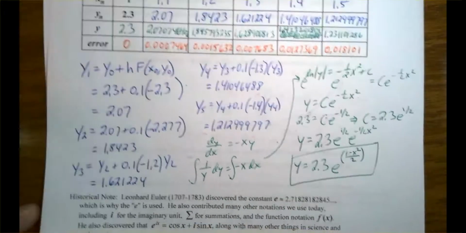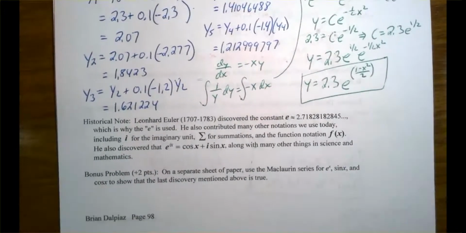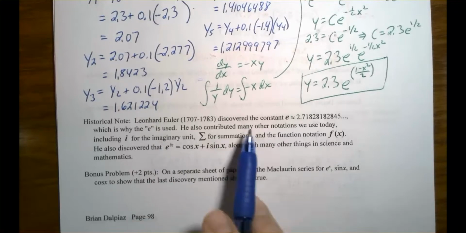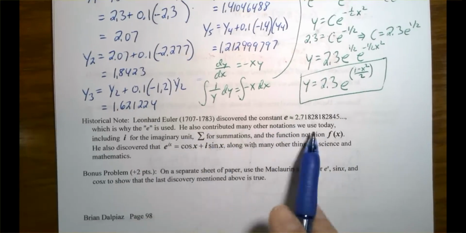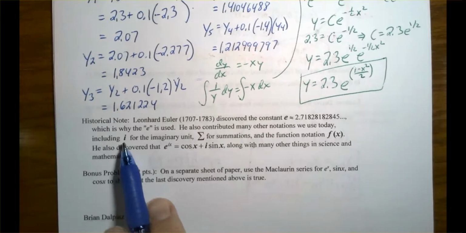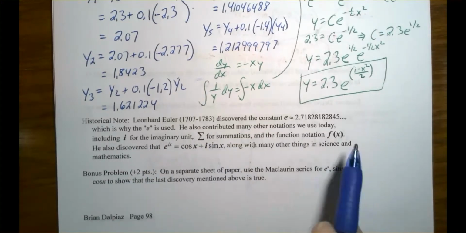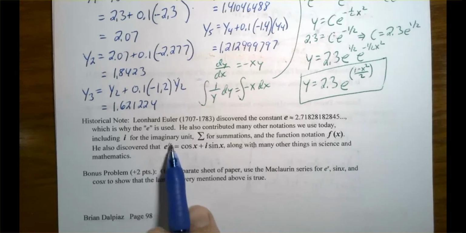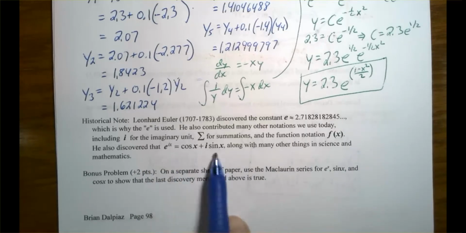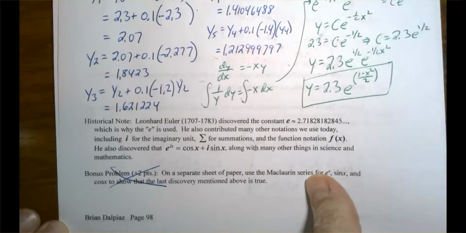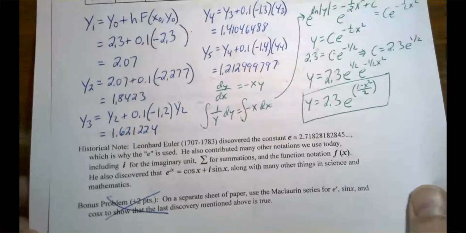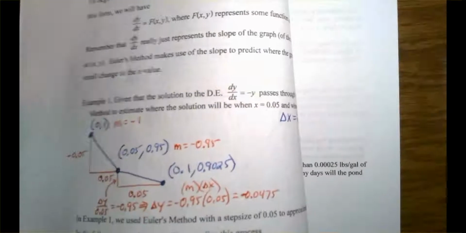All right. And then down below, the historical note, we've already talked about Leonhard Euler. You probably know all this from the videos we've had before, but the historical note is that Leonhard Euler discovered the constant e for the natural base. He also contributed many of the other notations we use, like i for the imaginary unit, sigma for summations, function notation. He also discovered that e to the ix is cosine of x plus i sine of x, which you proved in the last exam. And so you can ignore this bonus problem. You've actually already done this on the previous exam as part of your exam. And so that does it then for lesson 5.